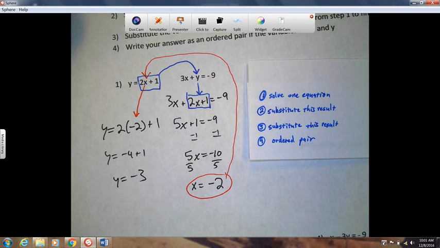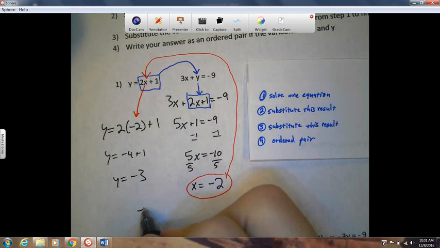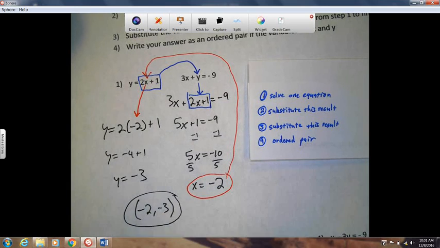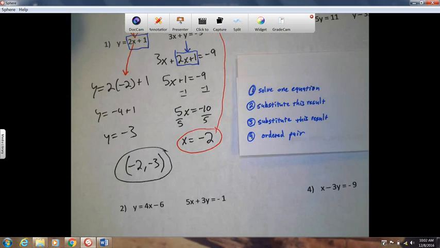So a lot of substitution. Write your answer as an ordered pair. Of course, x comes first, and there I have it. Make sure you put lots of annotations. You know where these numbers come from. Okay, let's look at the next one.